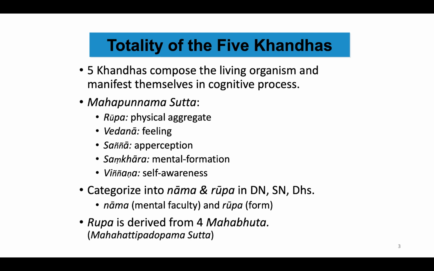Totality of the 5 Khandhas. Totality means all physical and mental phenomena of human experience. 5 Khandhas compose the living organism and manifest themselves in cognitive process. In Mahabhuta Sutta, 5 Khandhas are enumerated as Rupa for physical aggregate, Vedana for feeling, Sanya for a perception or identification, Samkhara for mental formation or mental fabrication, Vinnana for self-awareness.